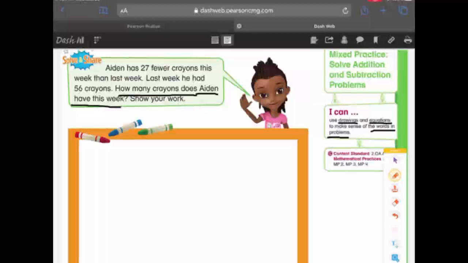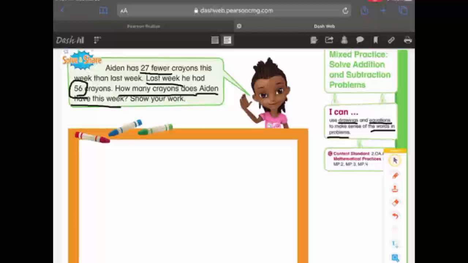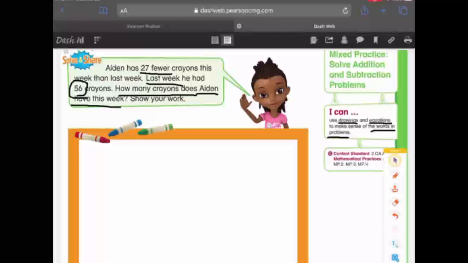We know that last week he had 56 crayons, so he started with 56. And he has 27 fewer. That fewer tells me that this is a subtraction problem. Something happened to his crayons, and now there are 27 fewer crayons than there were before.